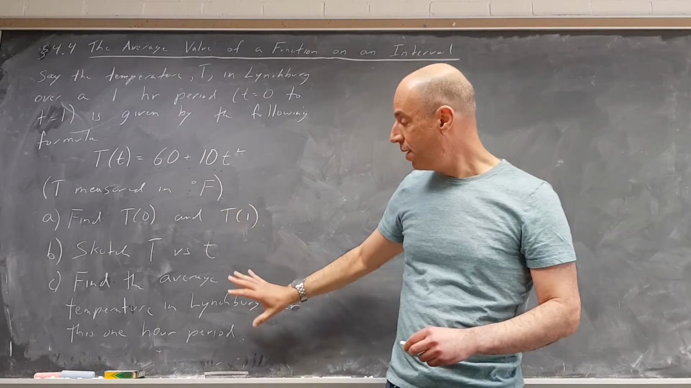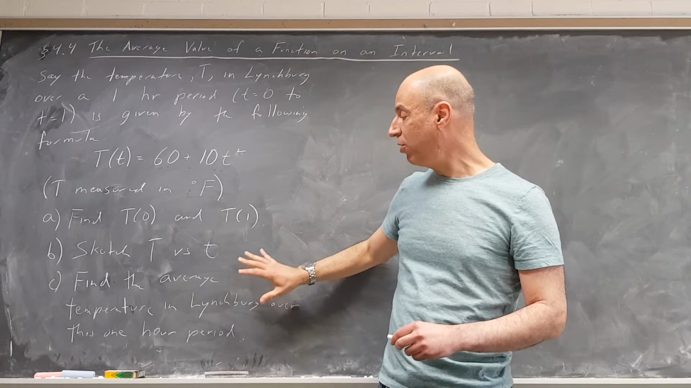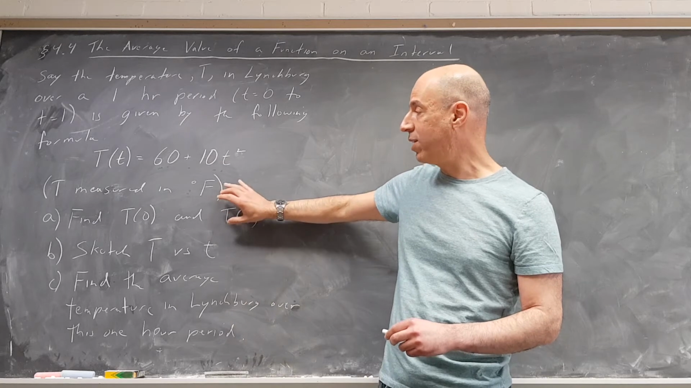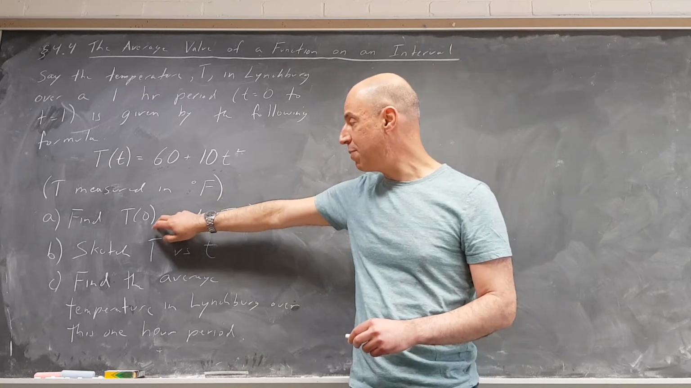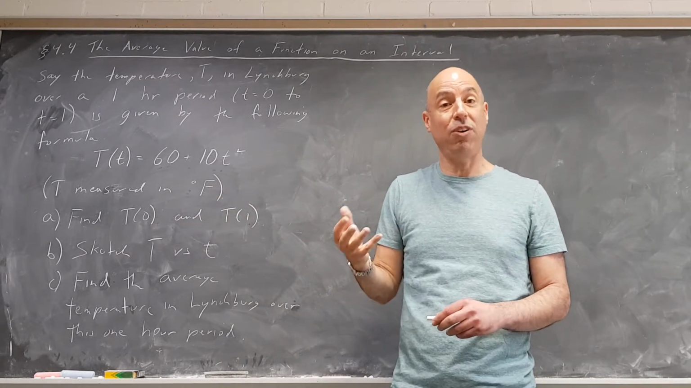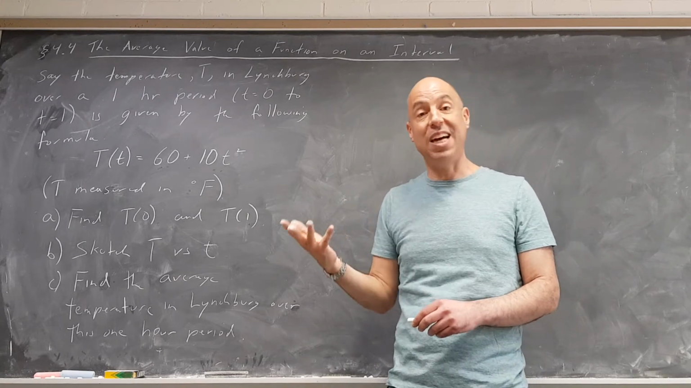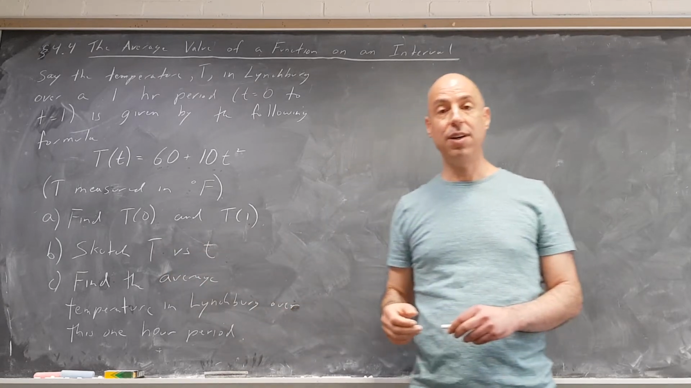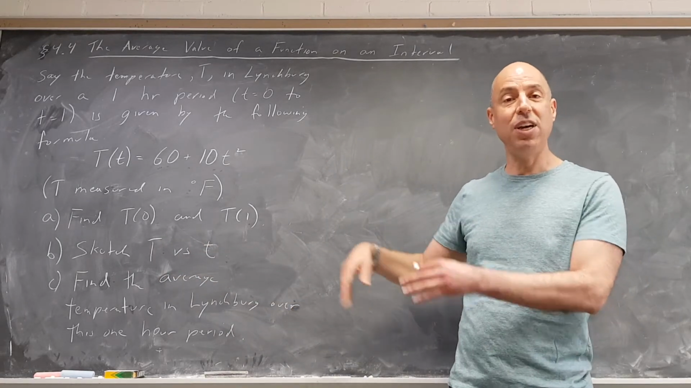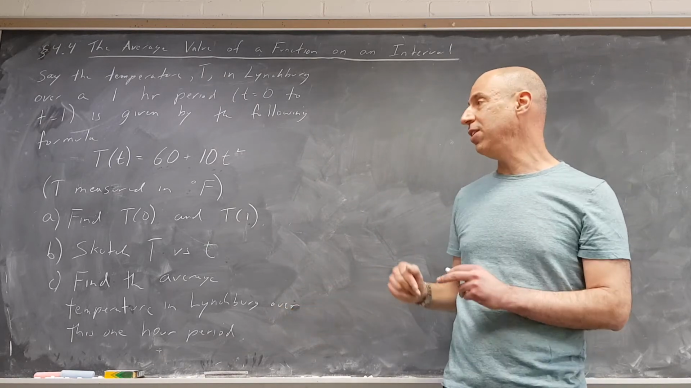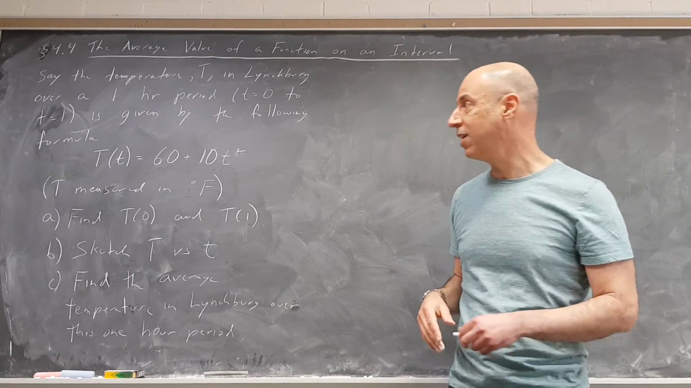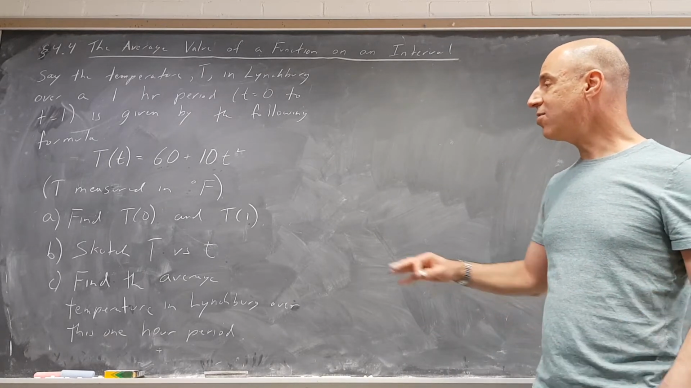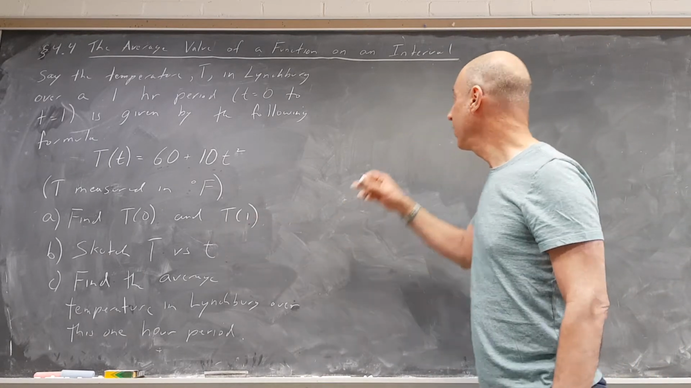Now, ultimately, what I want to do is find the average temperature in Lynchburg during this 1 hour period. But en route, I want to take a look at the temperature at time 0, the temperature at time 1, so the temperature at the beginning of the 1 hour and the temperature at the end of the 1 hour. And I also want to sketch a graph of temperature versus time. So go ahead and pause the video, copy down the question so you have it in your notes. I'm going to assume you've done that, copied the problem down into your notes. And let's start with part A.